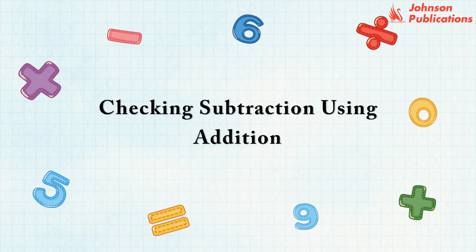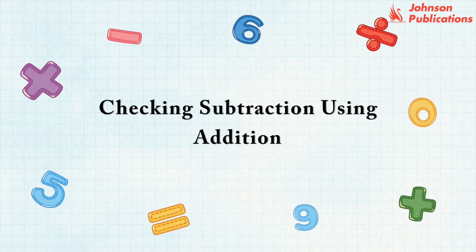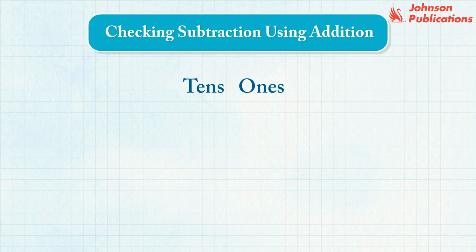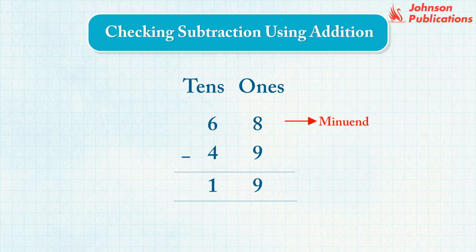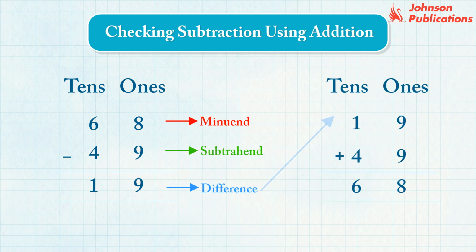Do you know? We can check subtraction by adding the difference to the subtrahend. For example, when we write 68 minus 49 vertically, we have 68 as minuend, 49 as subtrahend and 19 as difference. For checking the answer, we add the difference which is 19 and the subtrahend which is 49 together. We get the total as 68 which is the same as the minuend.